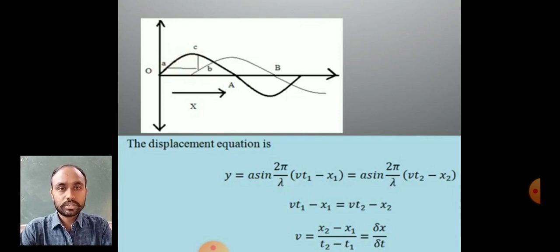And what is x2 minus x1? This is a small change in the displacement. What is t2 minus t1? This is a small time interval, that's why we call it delta t. Here x2 minus x1, even though in the diagram we have taken a longer distance, is actually a very small distance, and that's why we name it delta x. So x2 minus x1 is equal to delta x, and t2 minus t1 is equal to delta t. Finally what we got is V is equal to delta x by delta t. Now we will go to the next slide.